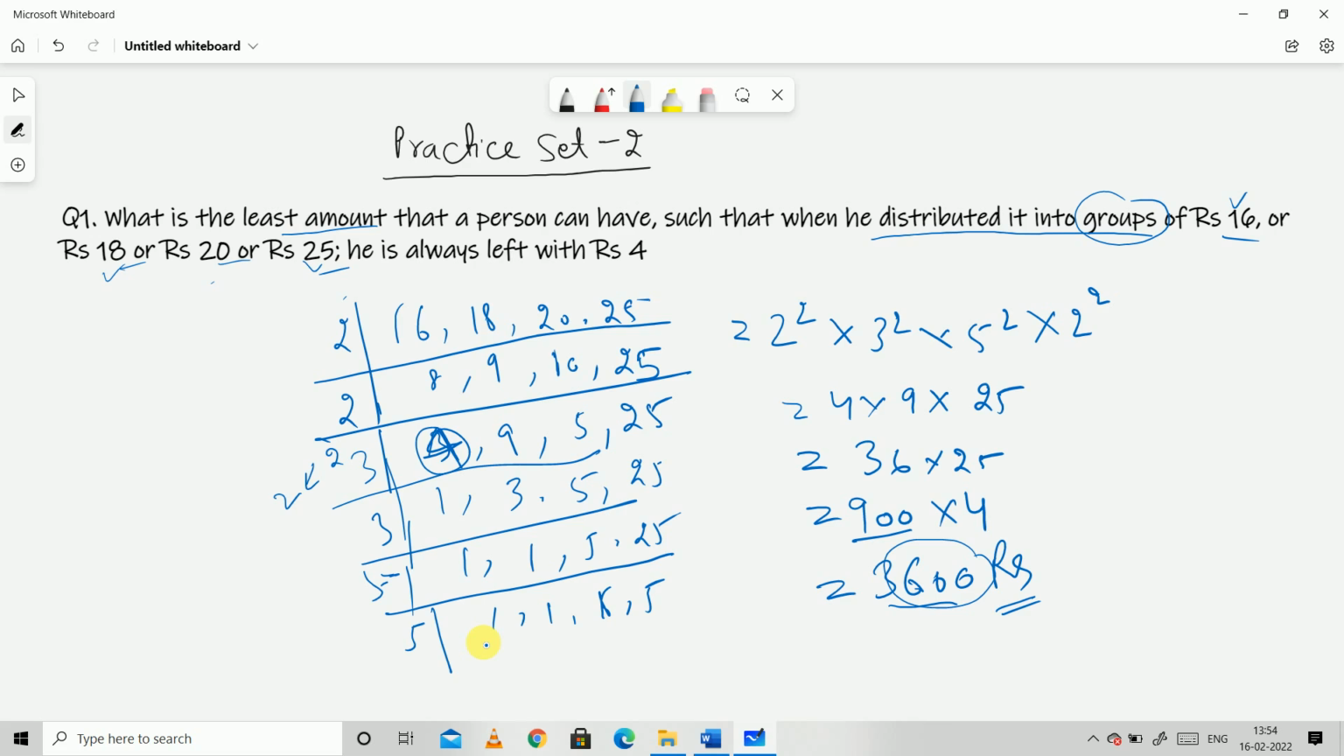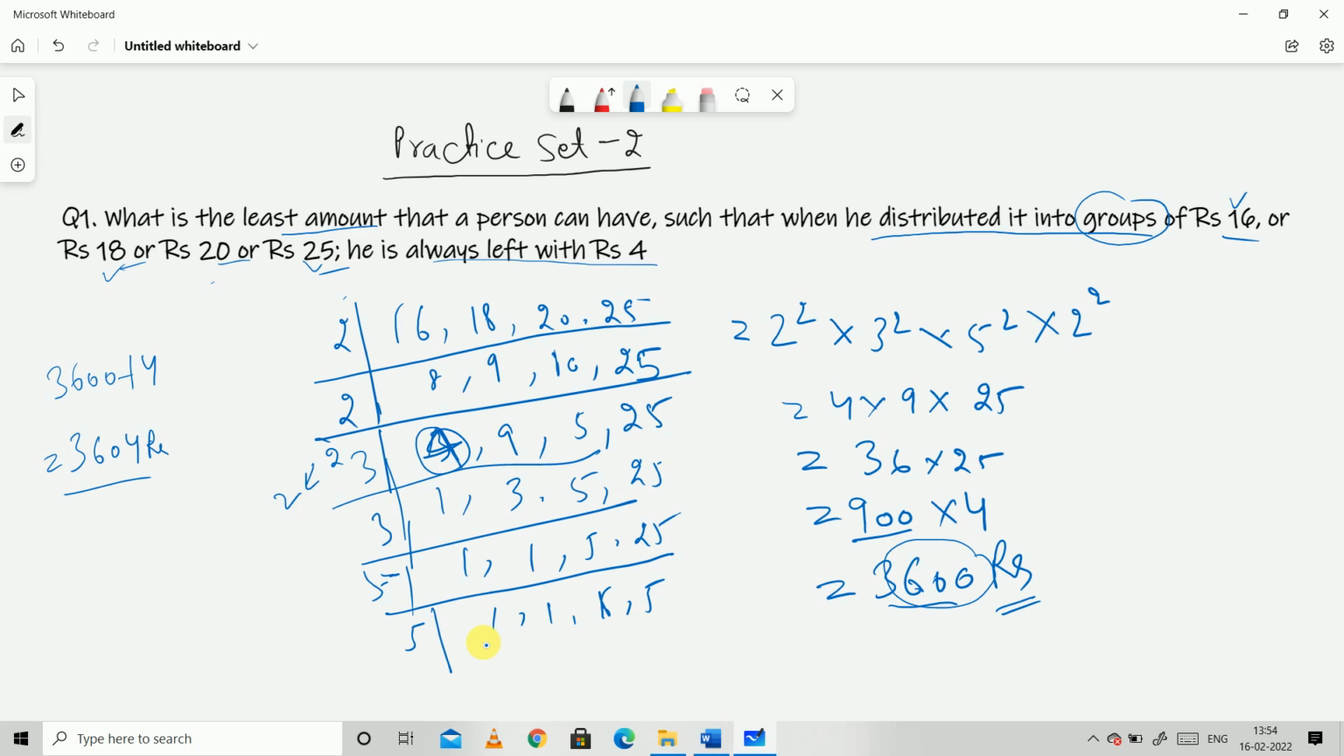But in the question it is mentioned that he is always left with rupees 4. That is, when he is distributing this money, whatever money he has, when he is distributing it into the groups of these given numbers, he is left with rupees 4. So what we will do is we will just add 4 to 3600 and we will get 3604.